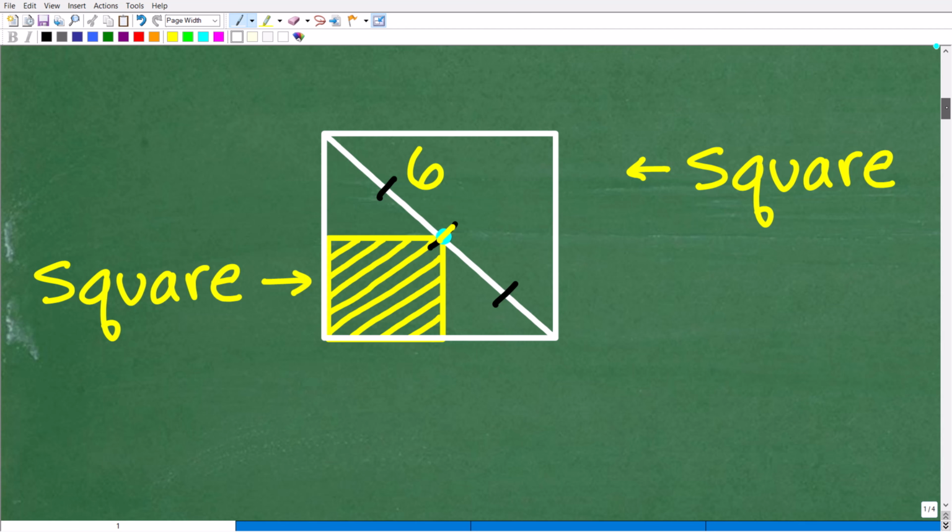But wherever you're at in mathematics, here's the thing. If you don't practice math, you're not going to get better at it.